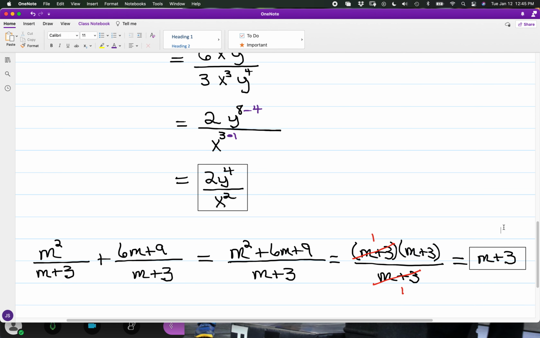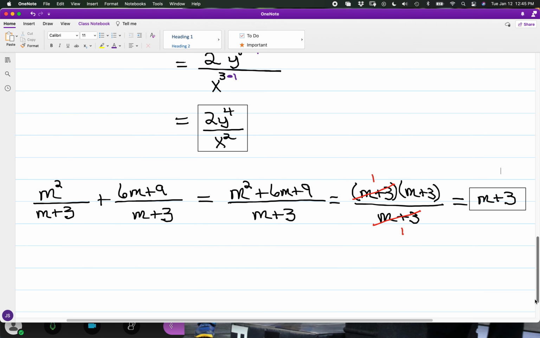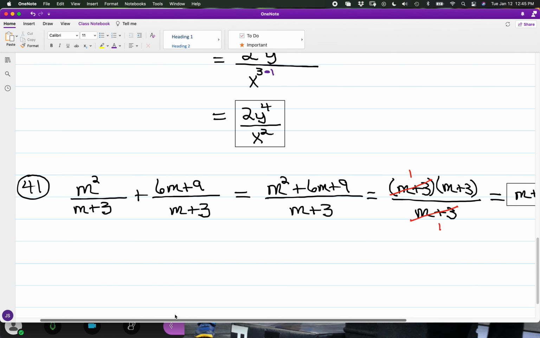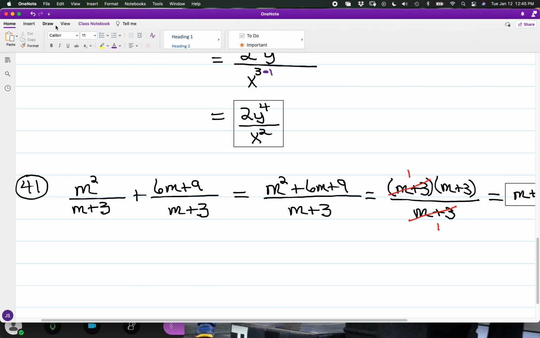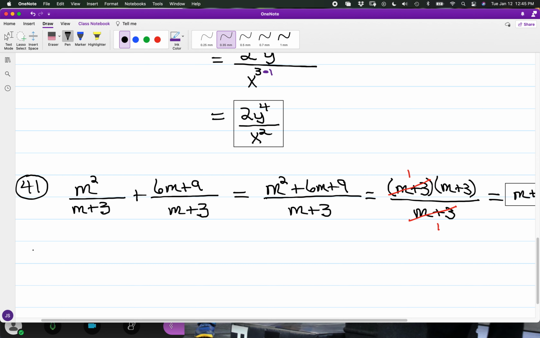Now, looking at the next setup, for number 43, we're adding expressions, and this time the variable is the letter C. So we have 2 over 9c plus 7 over 15c cubed.